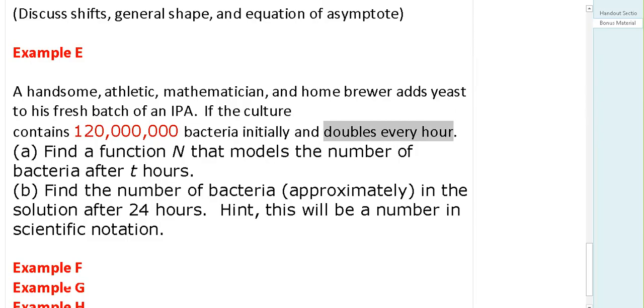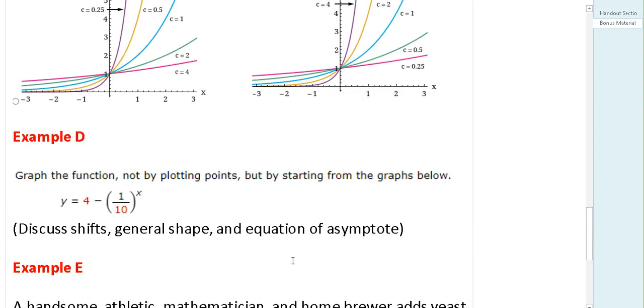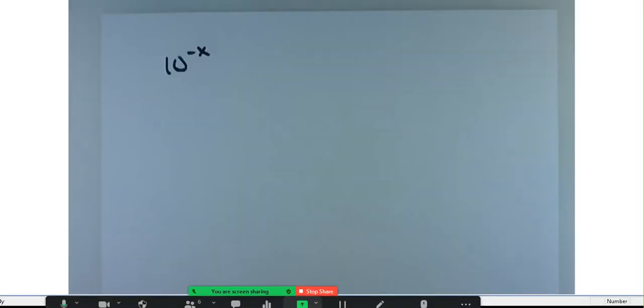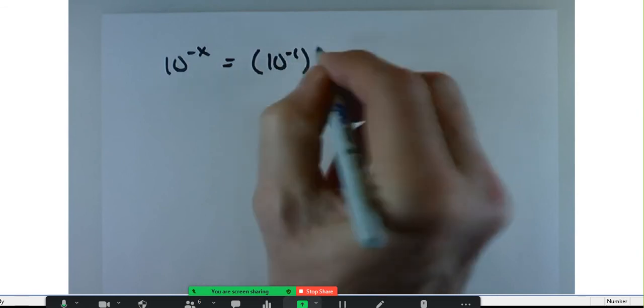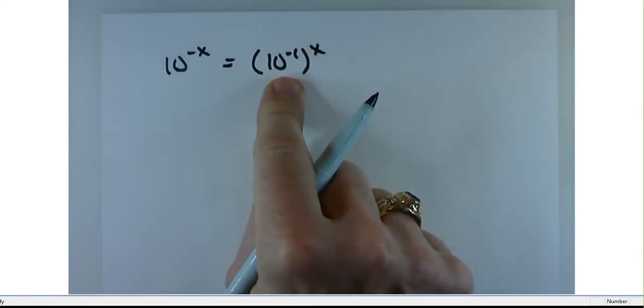All right, last little bit here. Graph this function. They want you to graph y equals 4 minus (1/10) to the x power, but not by shifting. And I want to demonstrate something about (1/10) to the x this way. I'm going to start out by looking at 10 to the negative x. And 10 to the negative x I can write as 10 to the negative first, raised to the x.